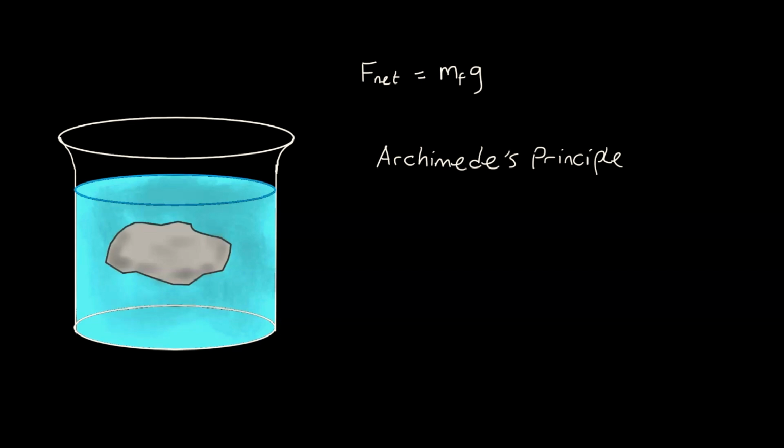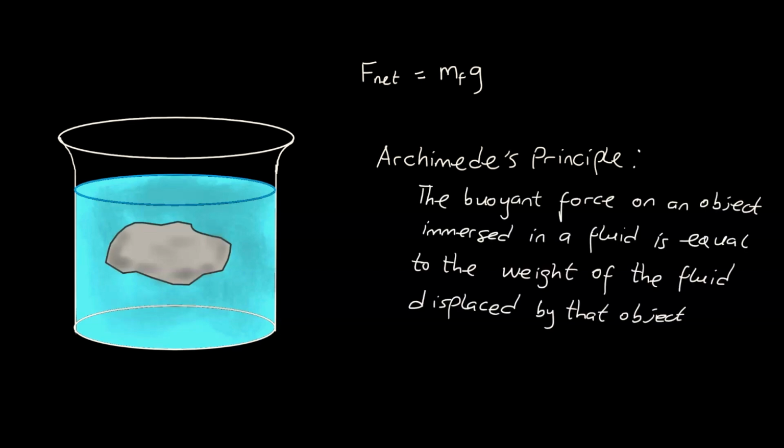Archimedes' principle states that the buoyant force on an object immersed in a fluid is equal to the weight of the fluid displaced by that object. By fluid displaced, we mean a volume of fluid equal to the submerged volume of the object. Archimedes' principle applies to objects both fully and partially submerged in the fluid.